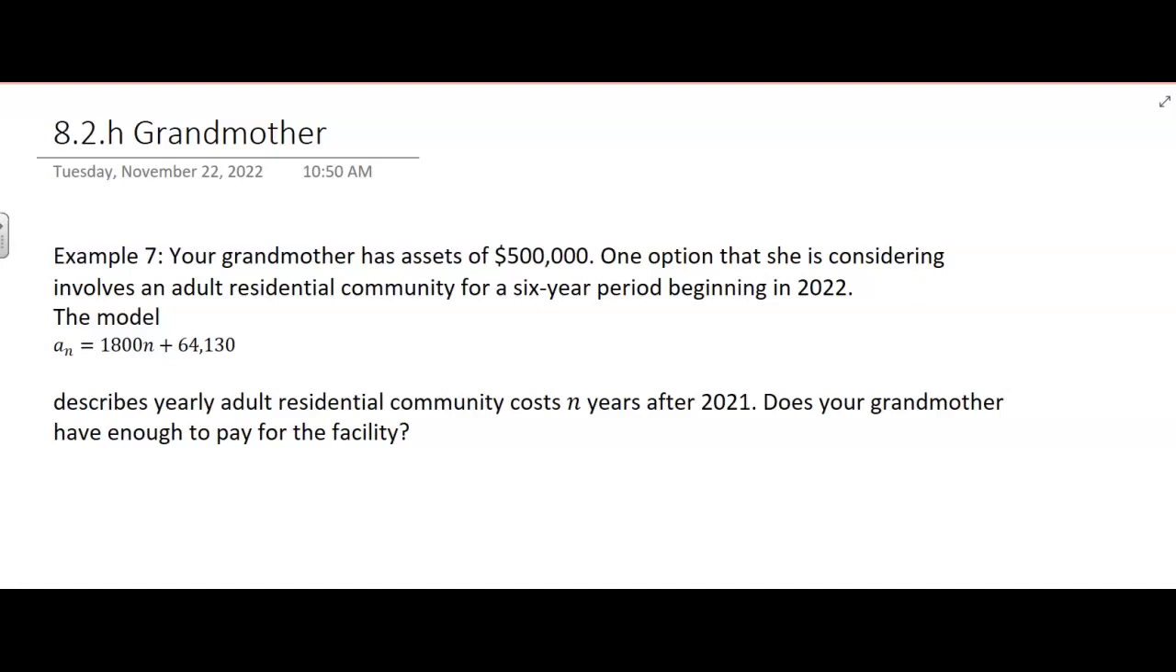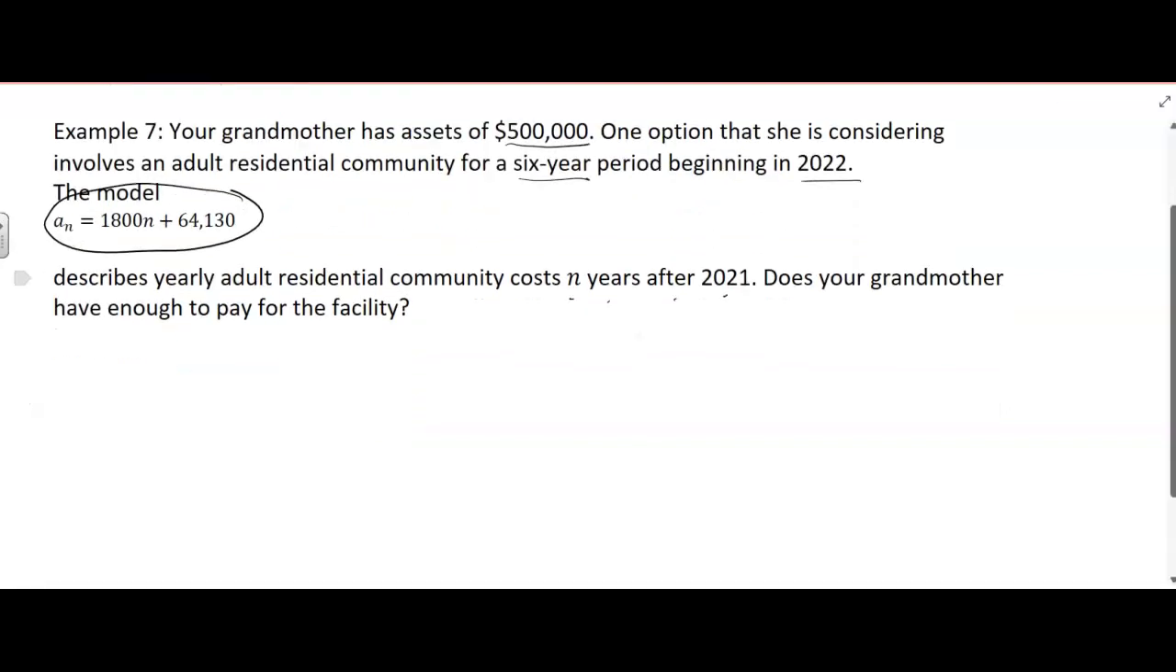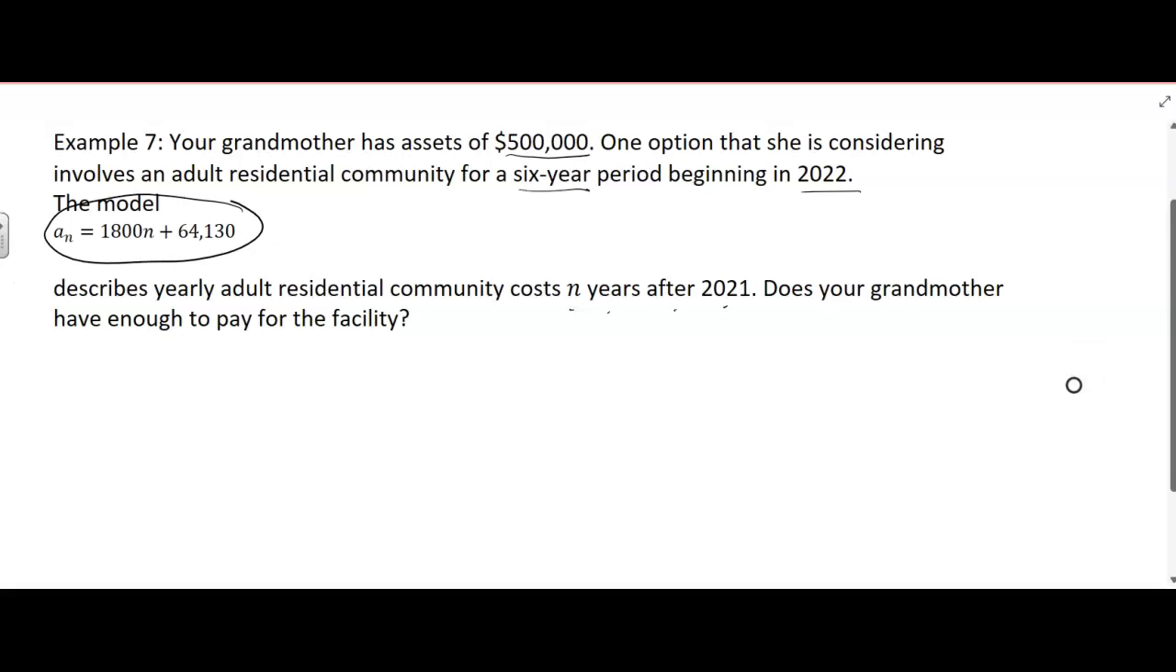Okay, so your grandmother has assets of $500,000. One option that she's considering involves an adult residential community for a 6-year period beginning in 2022. Here's the model they give us, which describes yearly adult residential community costs N years after 2021. So that's how much it's going to cost for a year. Does your grandmother have enough to pay for the facility? So what we want to know is a summation: how much is it going to cost her to live there for 6 years?